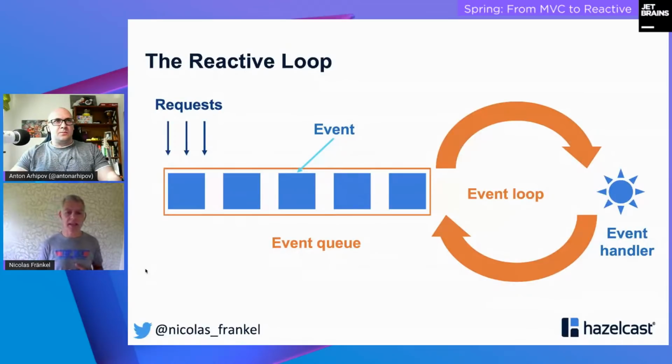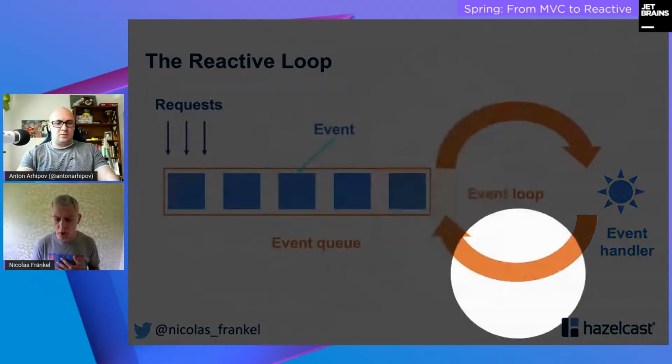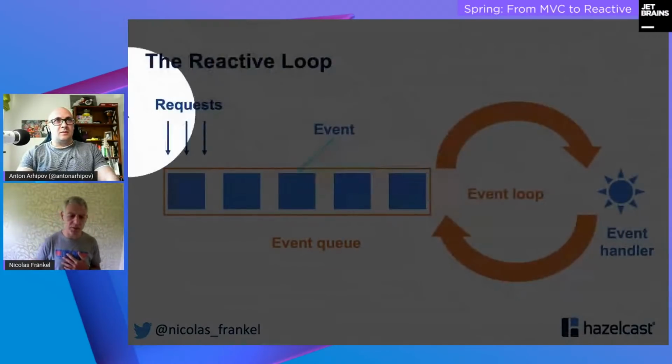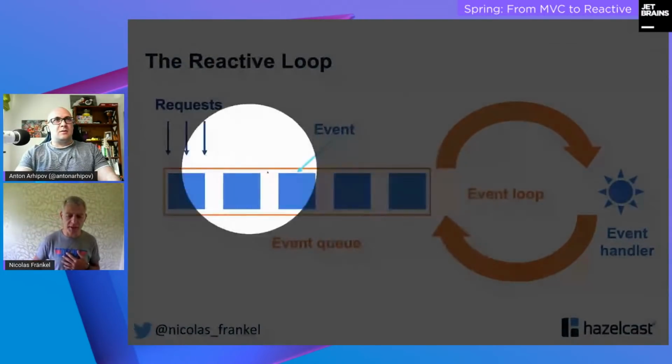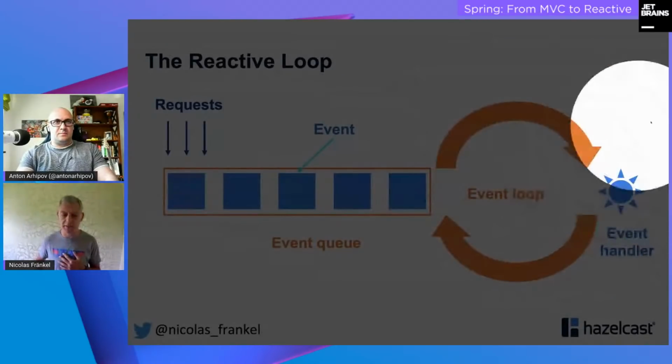And the idea is that you still have this kind of queue, but then you have one big event loop, and then you send requests, and then the events get processed by an event loop, and then they get dispatched by an event handler.